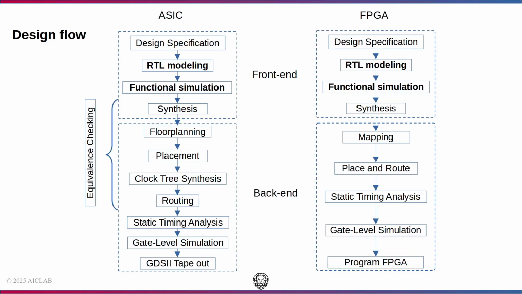After floor planning, the standard cells that implement logic are placed within defined areas on the chip. For FPGAs, the corresponding step is also called placement. This involves determining the physical location of the mapped logic blocks on the FPGA. The next step, common to both ASIC and FPGA, is routing. Routing involves connecting logic gate and macros using different metal layers available on the chip or FPGA interconnect structure.